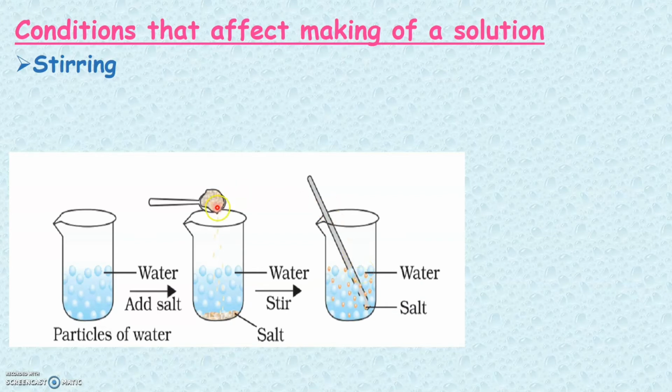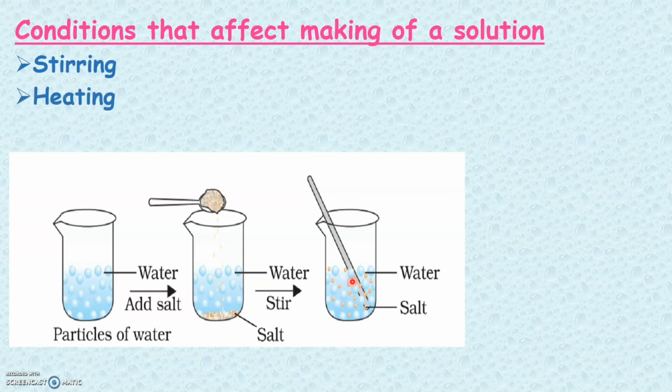So when you stir, it is observed that we get a solution much faster. But if you do not stir, then it takes a long time for the solute, that is salt or sugar, to dissolve in this water. So on stirring, we are making the process move faster in order to get a solution.